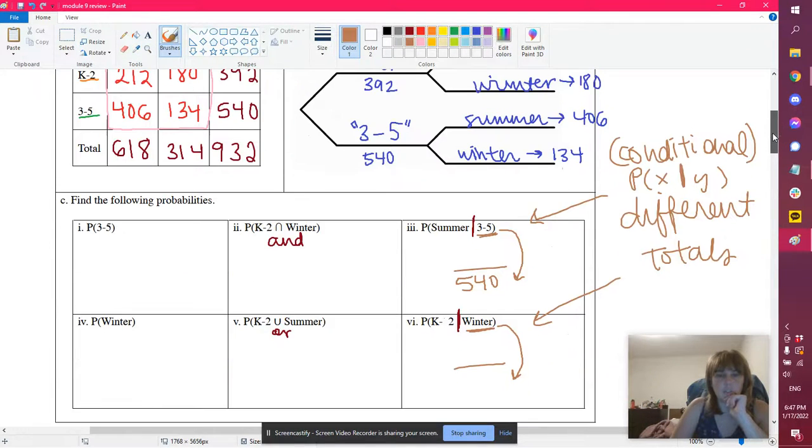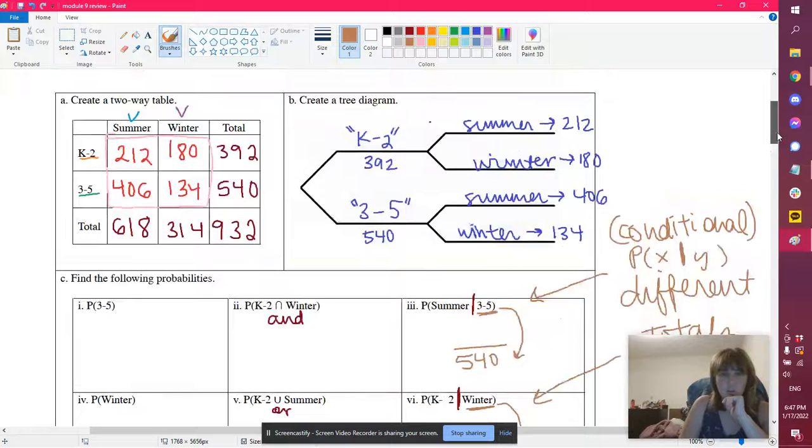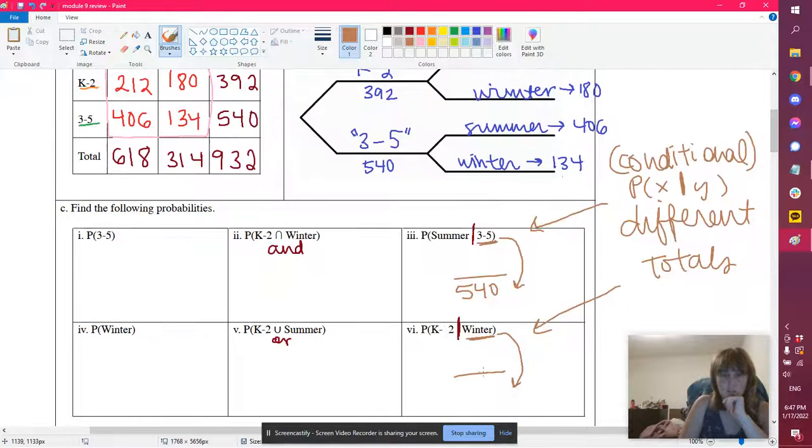Whereas this bottom one says, what's the probability that you're in kindergarten through 2nd grade, given that you like winter? So the only thing that I know for sure is that they like winter, which means they're one of these 314 children who likes winter. Great. I'm now going to fill in the totals for the rest of them.